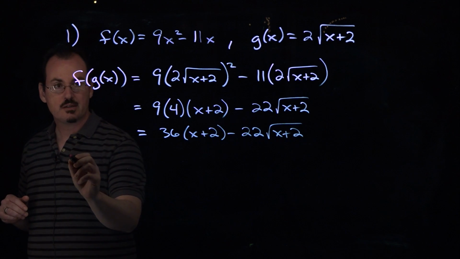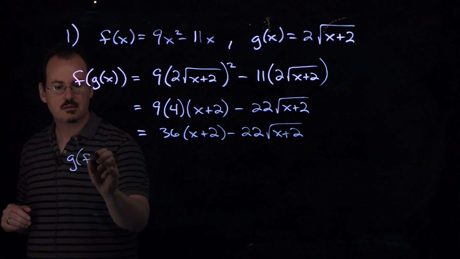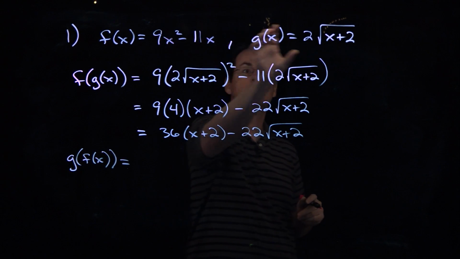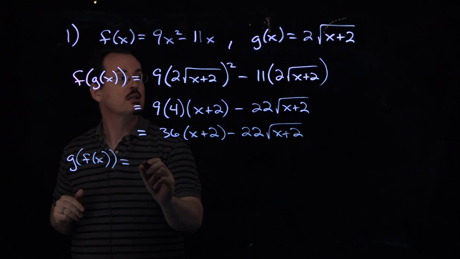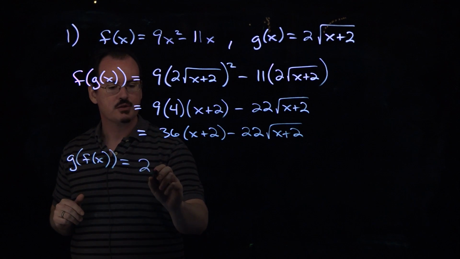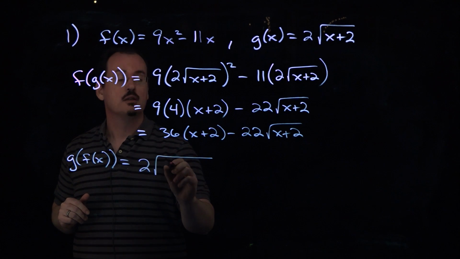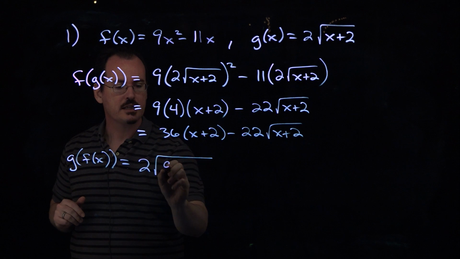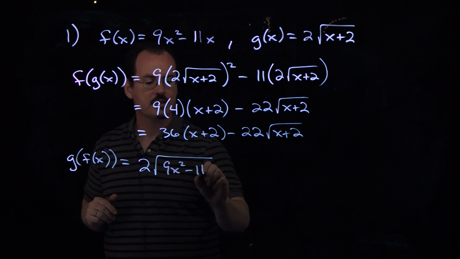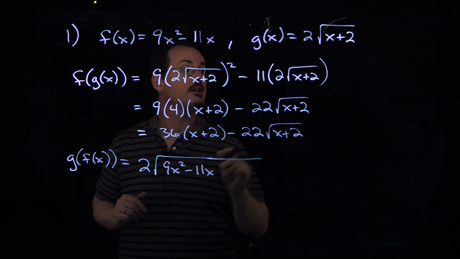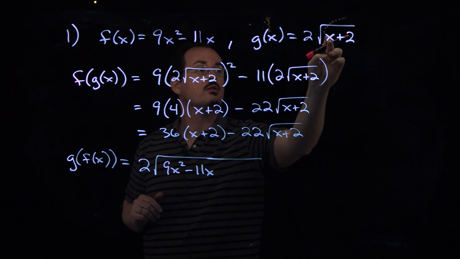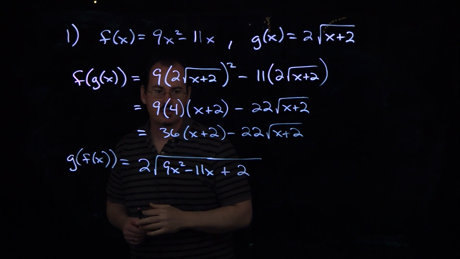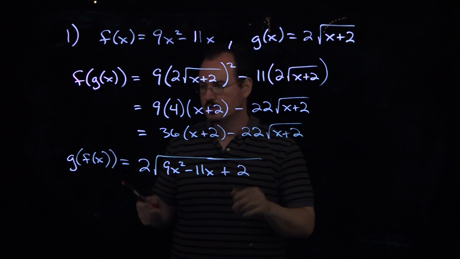So now for the other way around, g of f of x, we want to now take the f function, that whole thing, and insert it into the g function. So we'll get 2 times the square root of, we're taking that whole thing, and that's the only x that we see, so we just plug it in there. So we get 9x squared minus 11x. That's the whole function plugged into the x. We still have that plus 2 there. So there we go. And there's really not too much you can do to simplify that, so we'll just leave that the way it is.